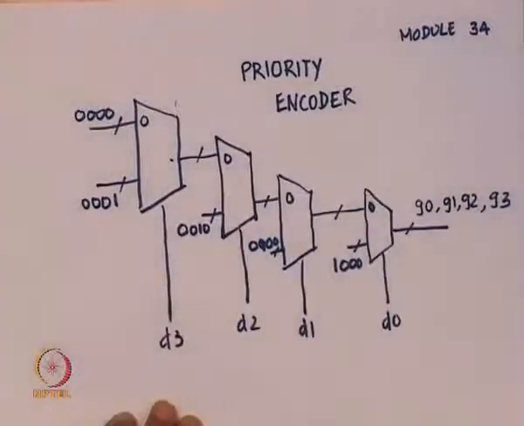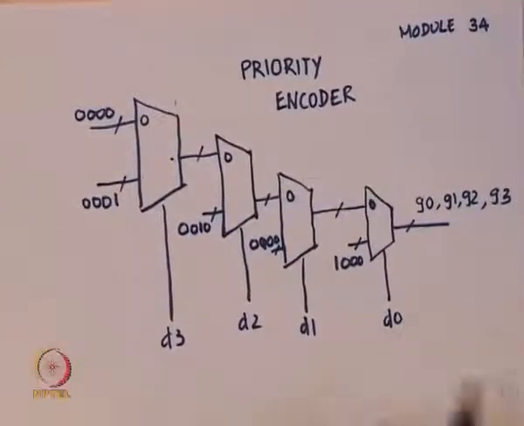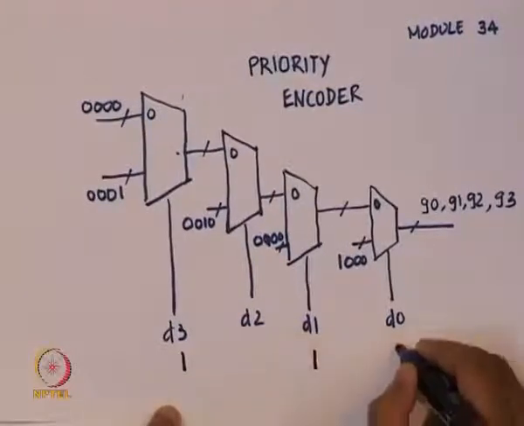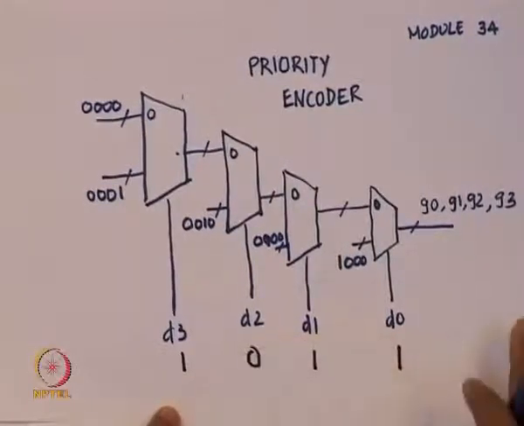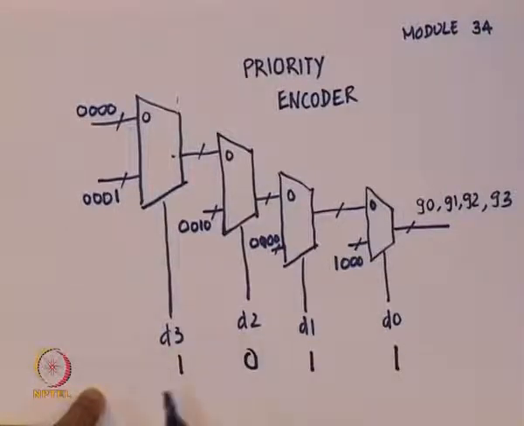So let us see how this whole thing will look at priority. Let us take a small example. Let us say D3 was 1, D1 was 1 and D0 was 1. Let us assume that D2 was 0. If this is the case, then what would happen? It means that the manager is requesting, the assistant manager is not requesting, the clerk is requesting and the boss is requesting. D0 is for the boss.